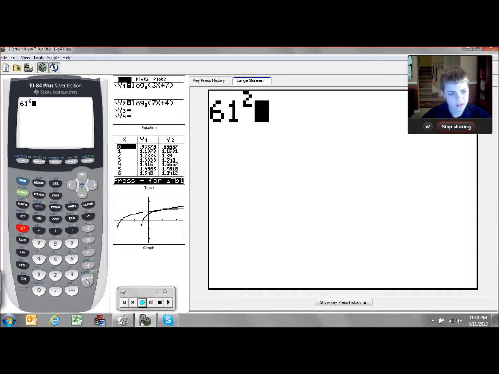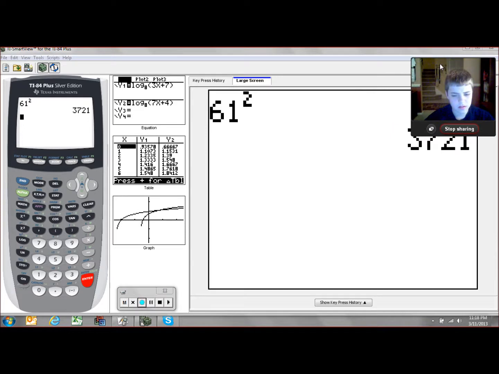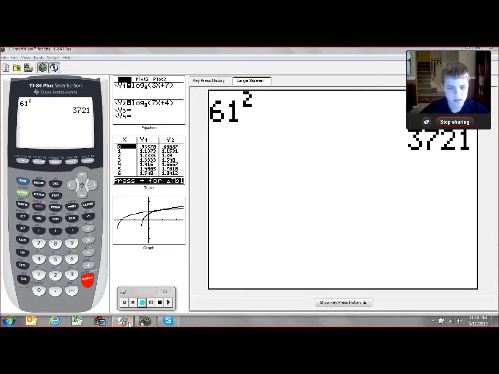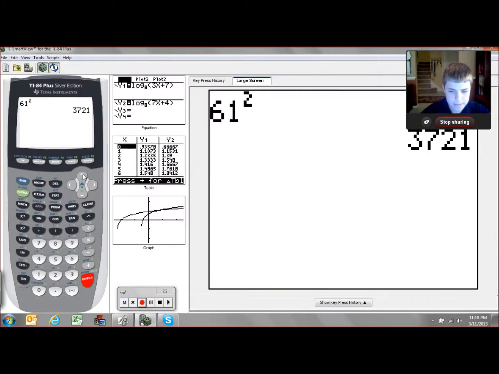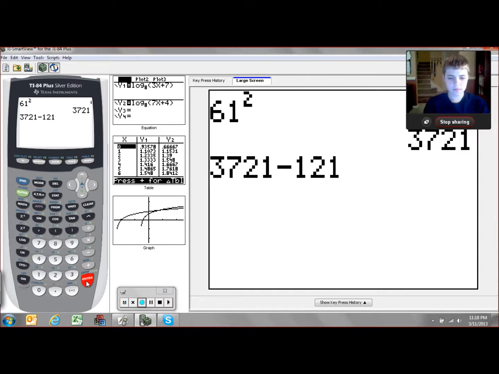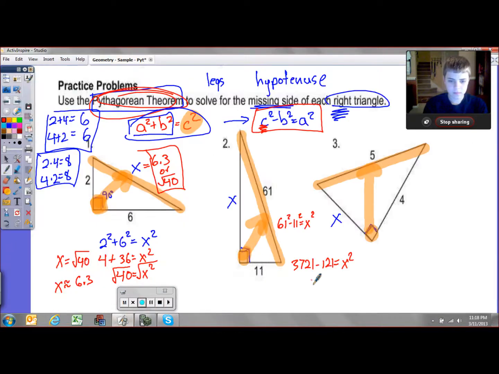61 squared. Yep, 3,721. And we're going to subtract 11 squared. What's 11 squared? 121. We get x squared. So 3,721 minus 121 is going to give us 3600. So x squared is equal to 3600, which, what do we do now?